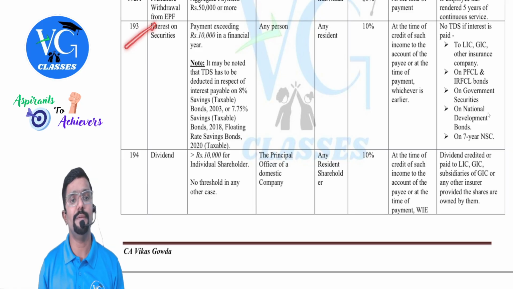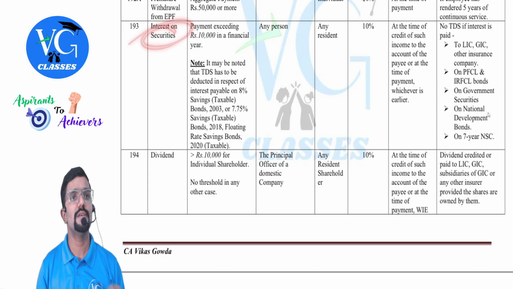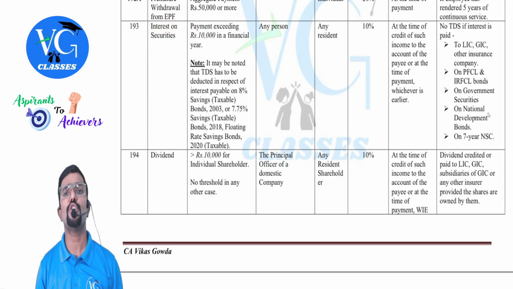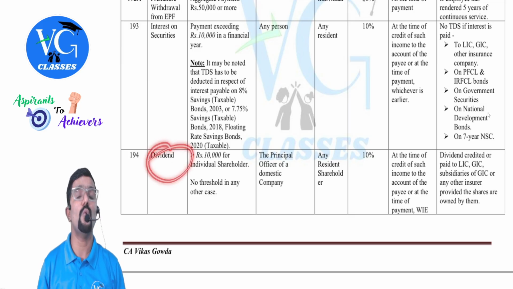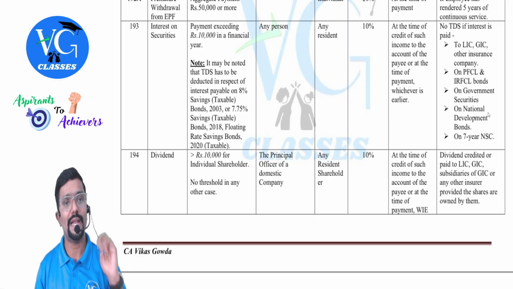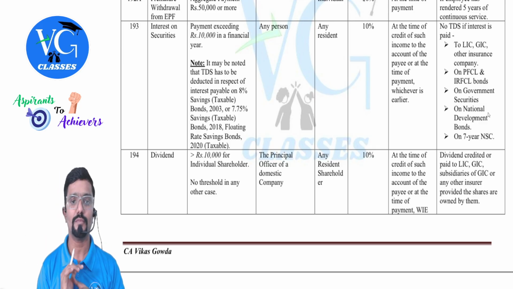Okay, 193. Interest on securities. Securities here means what, guys? Bonds or debentures. Sir, securities include shares also, no sir? Yes, but on shares we will not earn interest. We will earn dividend. Dividend is covered in section 194. So interest on securities here is nothing but interest on bonds or debt instruments or debentures, guys.